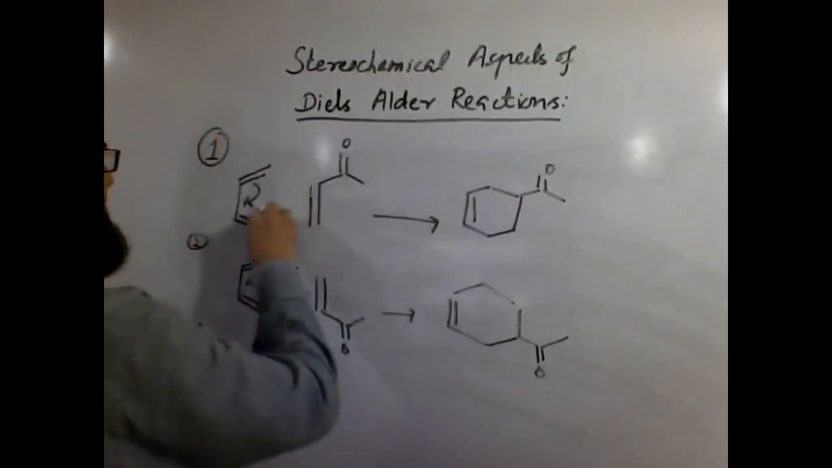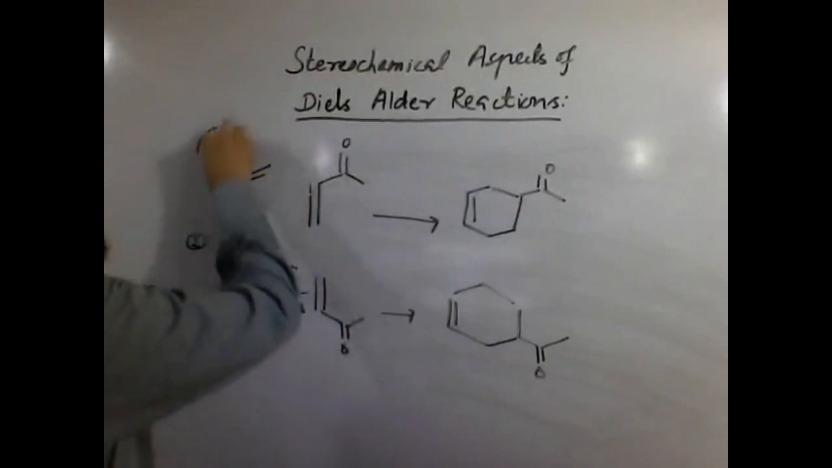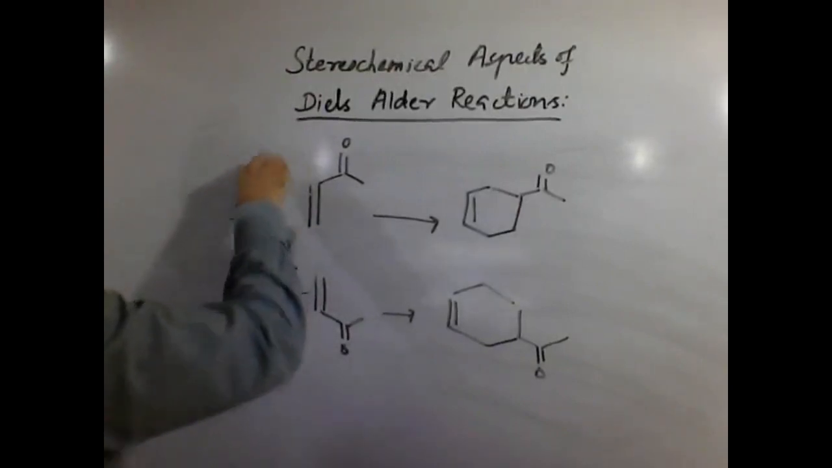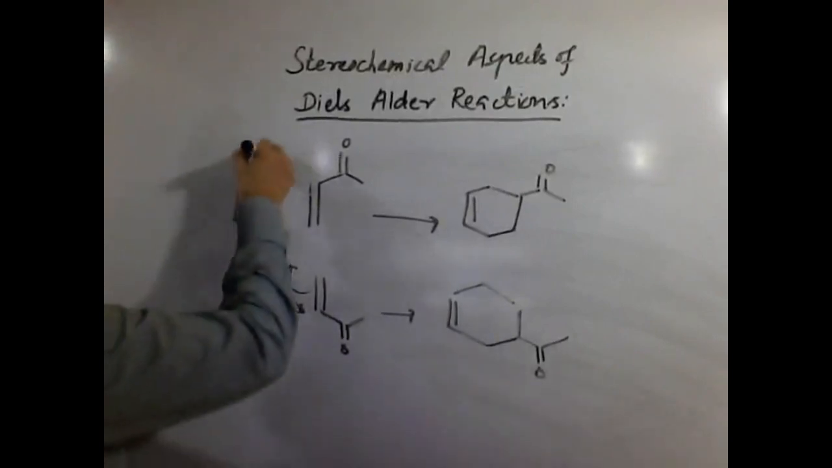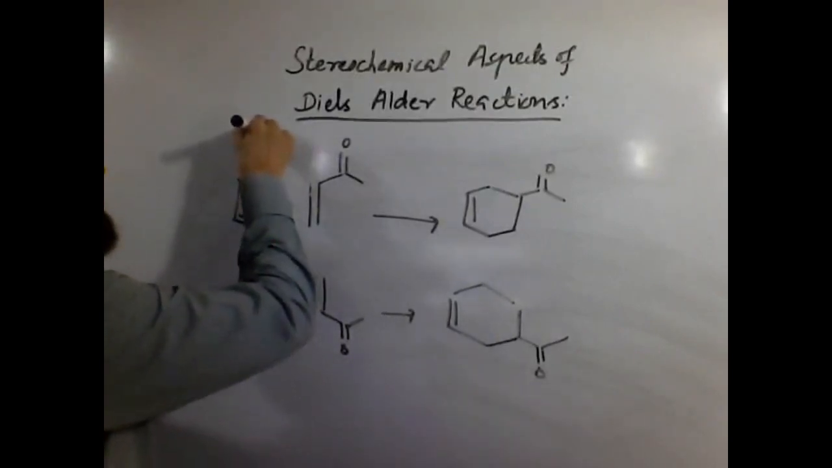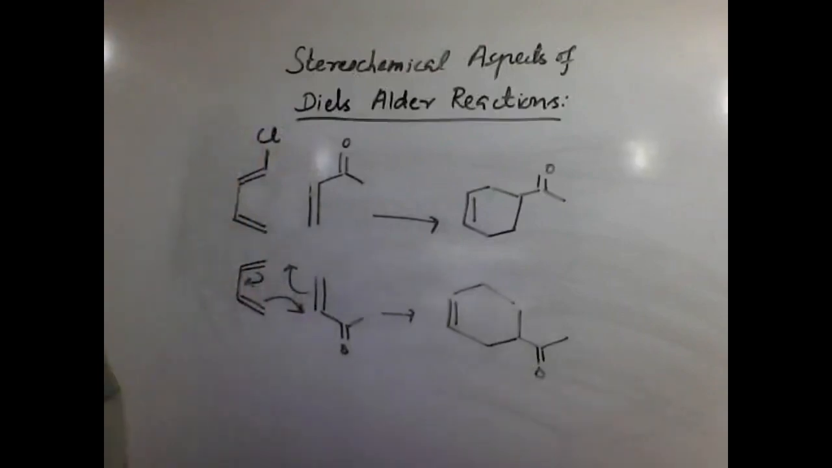Let me get back to explain it again. Let's say we have a substituent here, in the form of a chloro at carbon number 1.